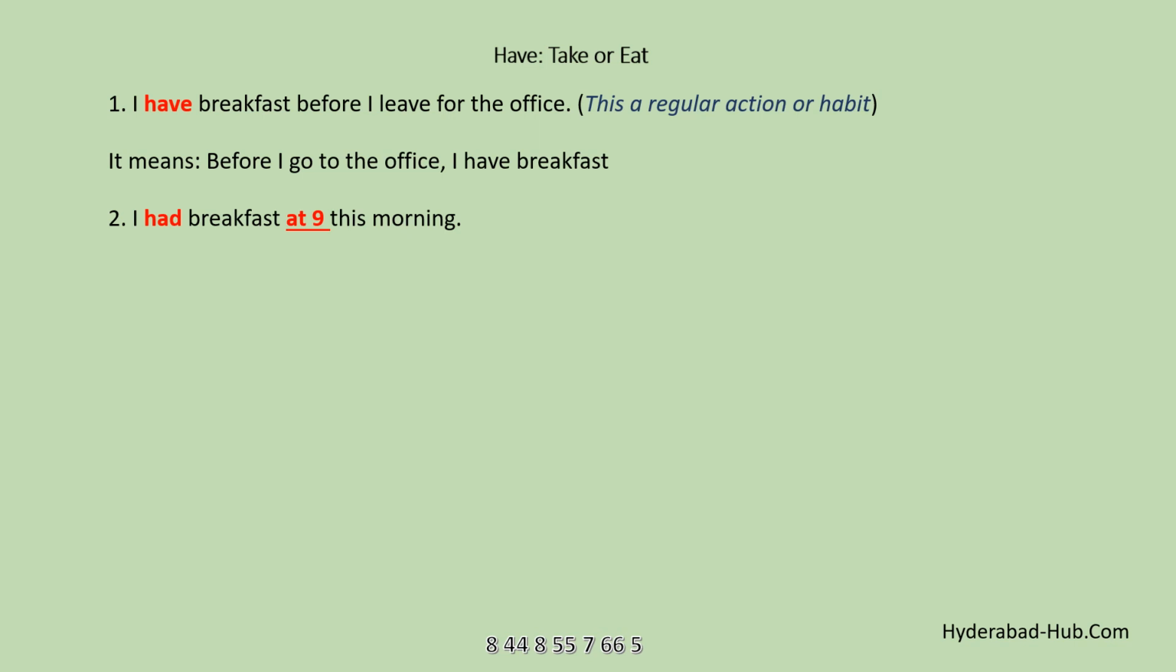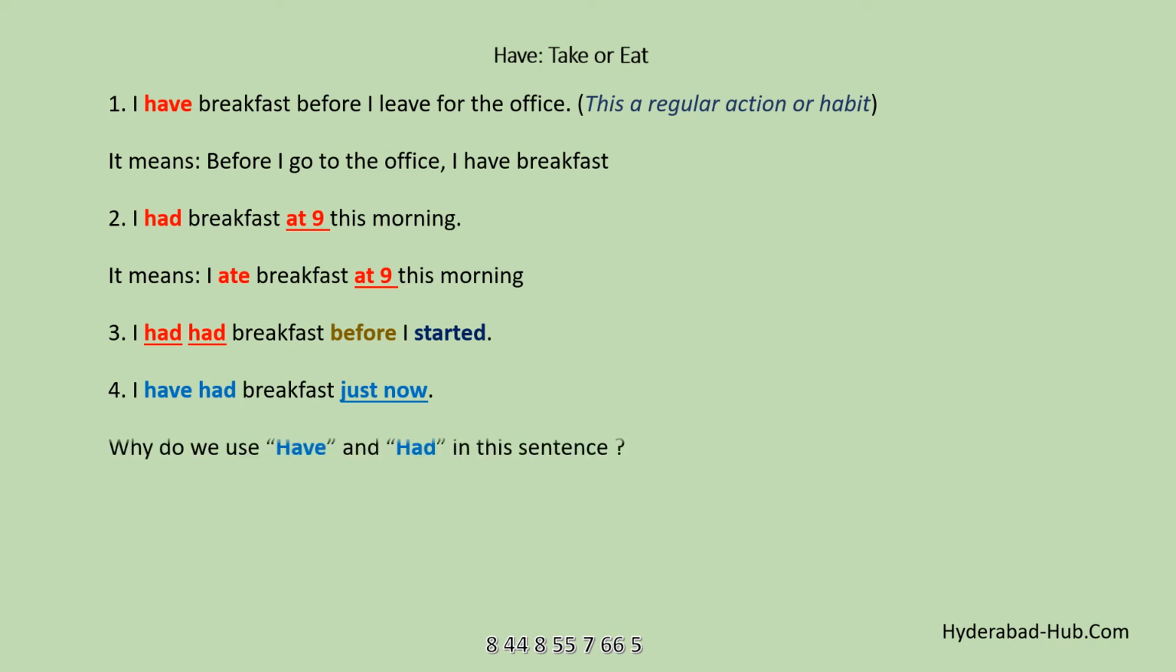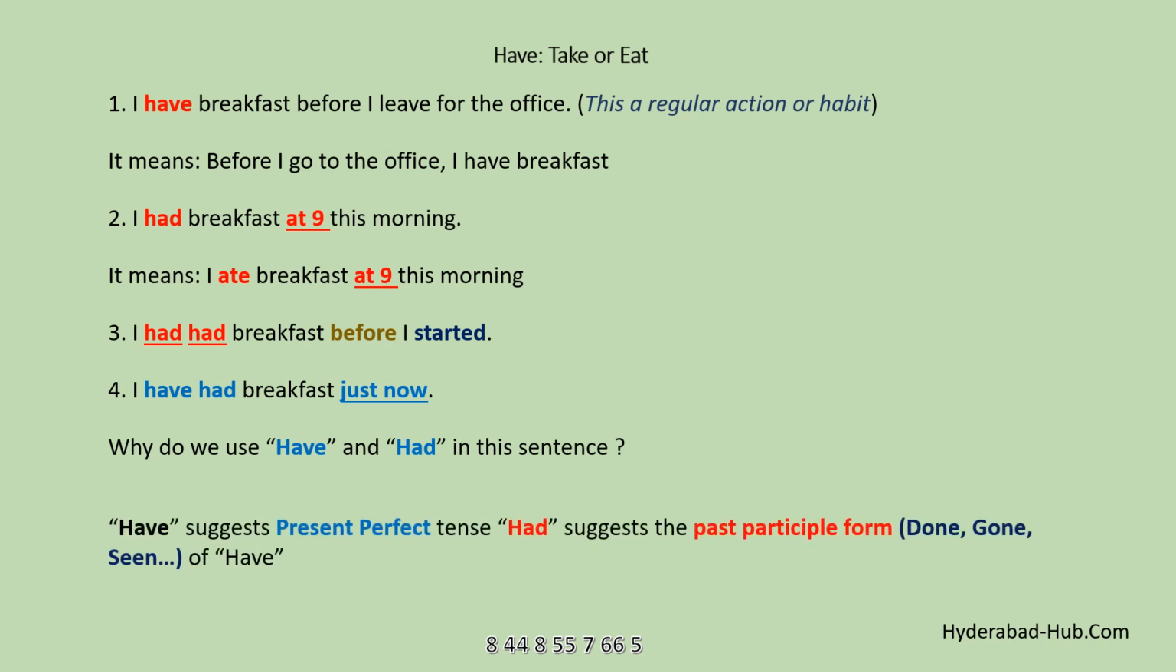Look at one more example. I had breakfast before I started. What does the sentence mean? I have had breakfast just now. Why do we use have and had in this sentence? What does have suggest? What does had suggest?